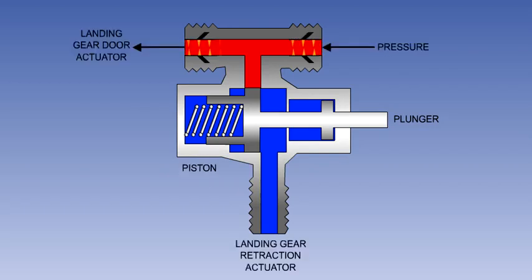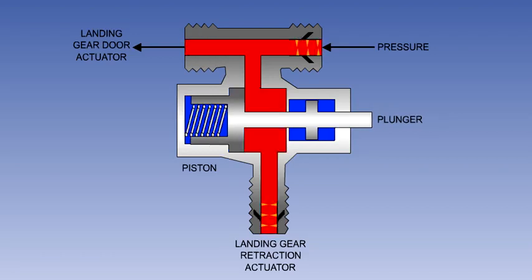If this valve is being used in a gear down sequence, then the fluid will first be ported to the door. Fluid to the gear will be blocked by the piston. When the door is fully open, a striker connected to the door will push the plunger across, allowing fluid to flow to the gear actuator.